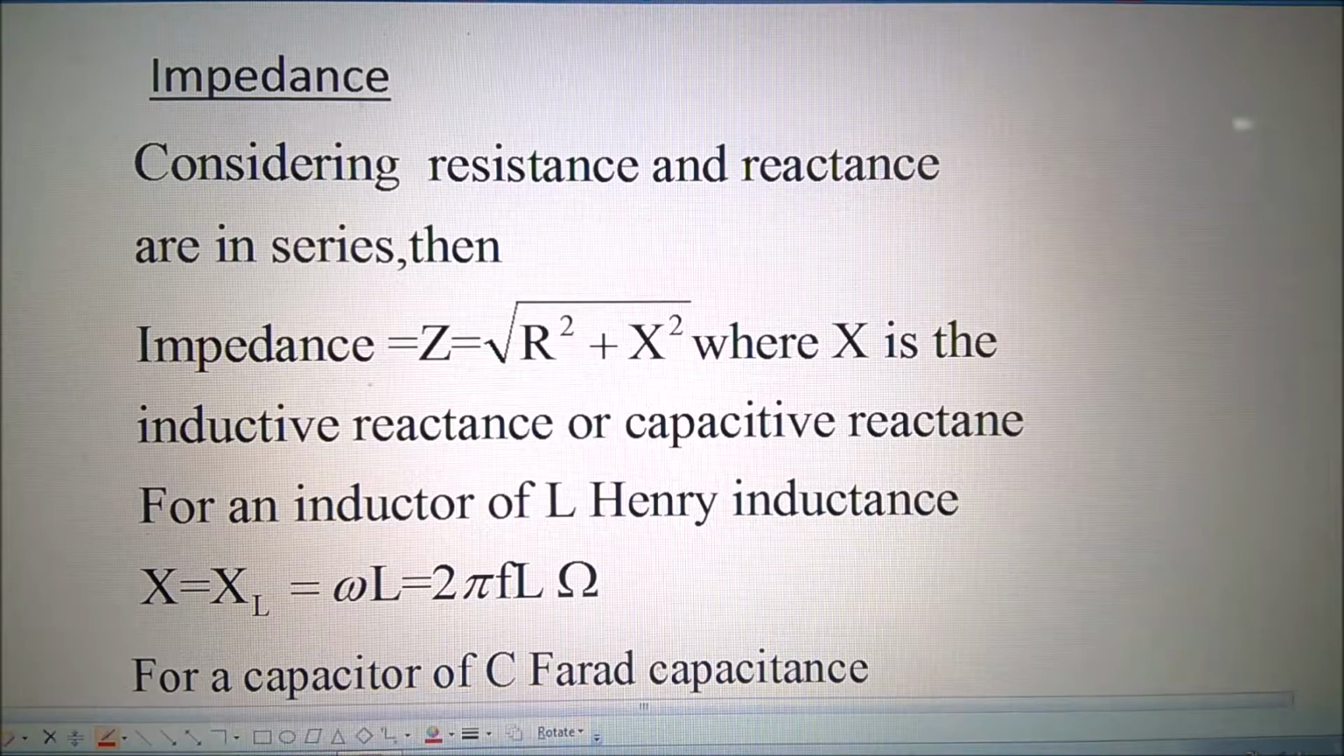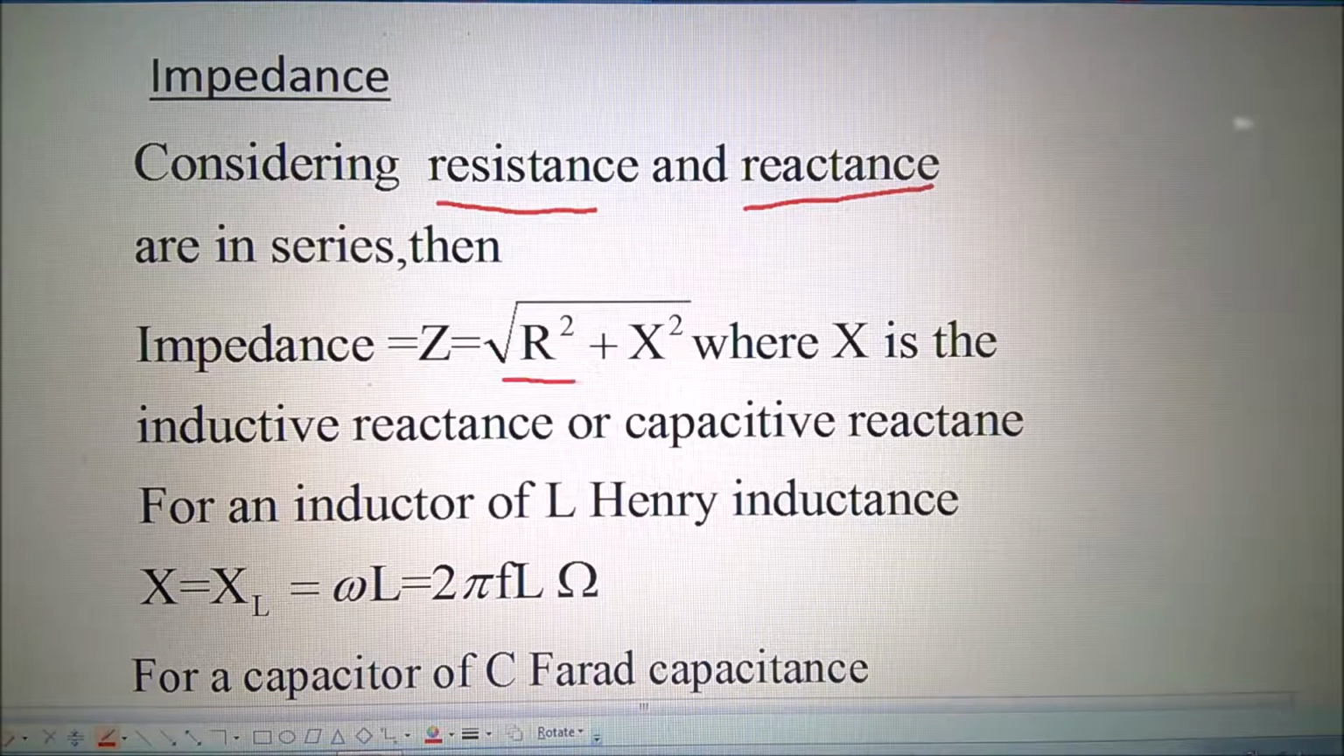Consider that in an AC circuit, a resistance and a reactance are in series. The reactance can be an inductive reactance or it can be a capacitive reactance. Then we can find the impedance by this formula: the square root of R squared plus X squared, where X is the inductive reactance or capacitive reactance.